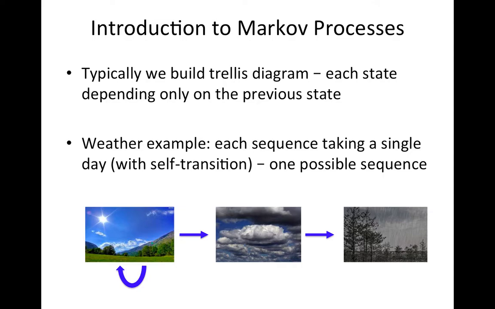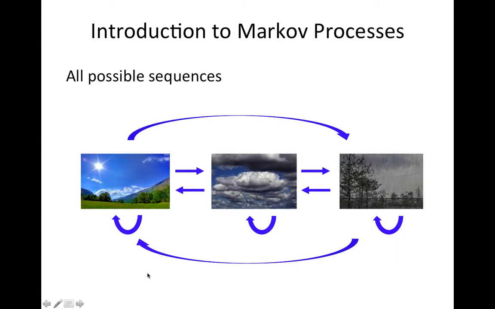For instance, in this weather example, each step takes a single day, with self-transition. One possible sequence would be a sunny day, and then the next day could be a cloudy day, and then the day after that could be a rainy day. Or the sunny day could be followed by a sunny day. That's what this transition means. If we look at all possible sequences, there could be a sunny day, then a cloudy day, and again it can get back to sunny. These are all possible sequences for a Markov process.